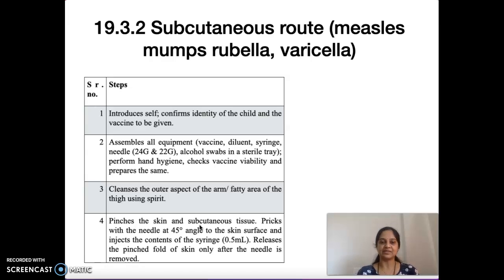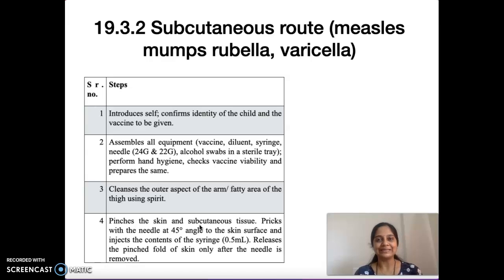The initial steps are same, as in the learner has to introduce himself, take the identity of the patient, confirm the identity with the parents, take the consent from the parents, assemble all the equipments, and to begin with, perform the hand hygiene. The outer aspect of the arm or the fatty area of the thigh is used for the administration of subcutaneous route of vaccination.